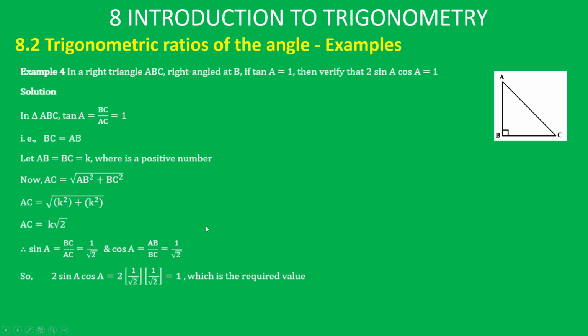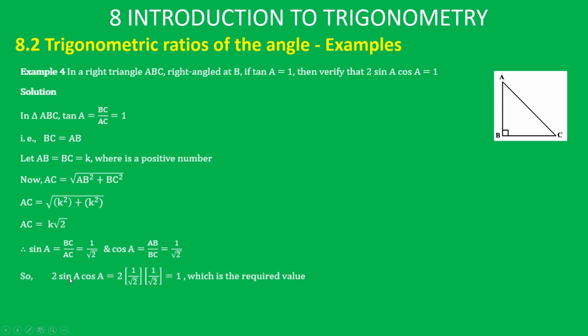AC is equal to K root 2. We derived that AC is equal to K root 2. Now, they are asking 2 into sin A into cos A should be equal to 1. Okay. Now, what is sin A? BC by AC, correct? What is BC? 1 unit, right? And what is AC? Root 2. So sin A is 1 by root 2. What is cos A? AB by AC. AB is 1. What is AC? Root 2. 1 by root 2.